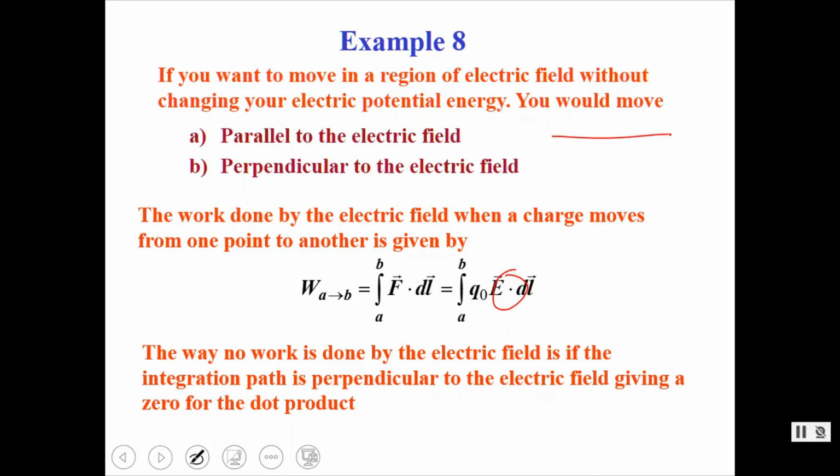And we saw that in that other example, just we didn't put it quite in those same words, where we had points A and B. So when we moved from A to B or B to A, that path is perpendicular to the electric field. So therefore, no work was done.